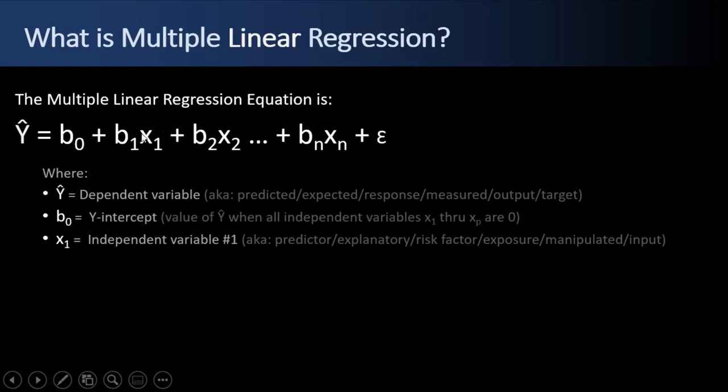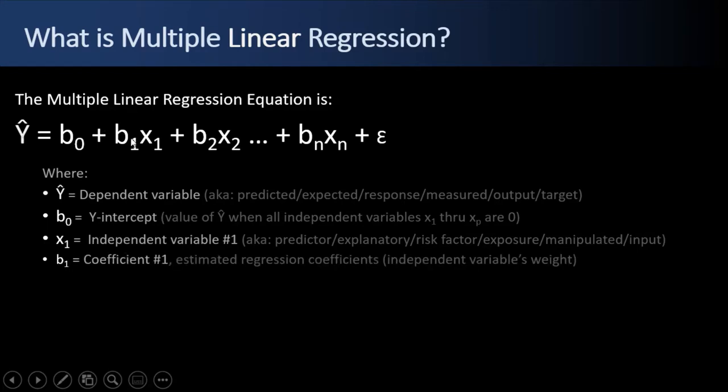But X1 might be the square footage. X2 might be the number of bedrooms. X3 might be the lot size. X4 might be the number of whole bathrooms. X5 might be some premium thing like has a garage, a one, or no garage, a zero. So anyway, that is what the X's are. They're factors, independent variables that stand alone, aren't related to each other, but do weigh in and influence the Y hat, the dollars for the sale price of the house.